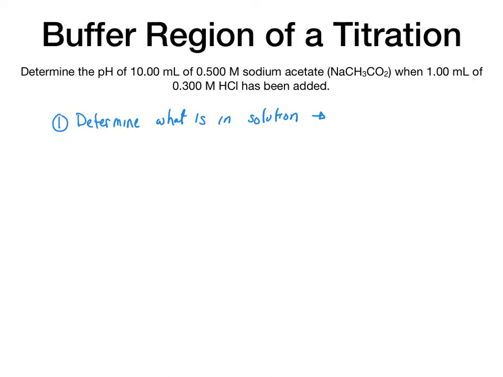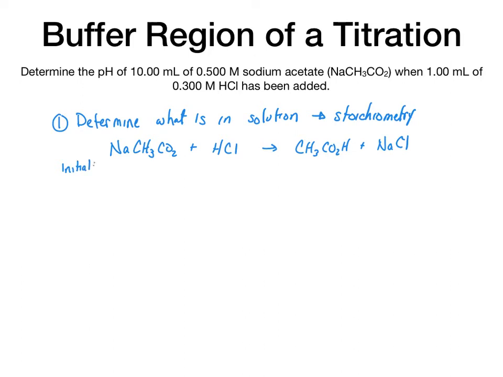This step is stoichiometry. So we have our sodium acetate reacting with HCl, forming acetic acid and NaCl. And so what we need to know is what have we added to this reaction and what is left in our beaker at the end of the reaction. And so remember to do this, this is stoichiometry, which means that we need to use moles.